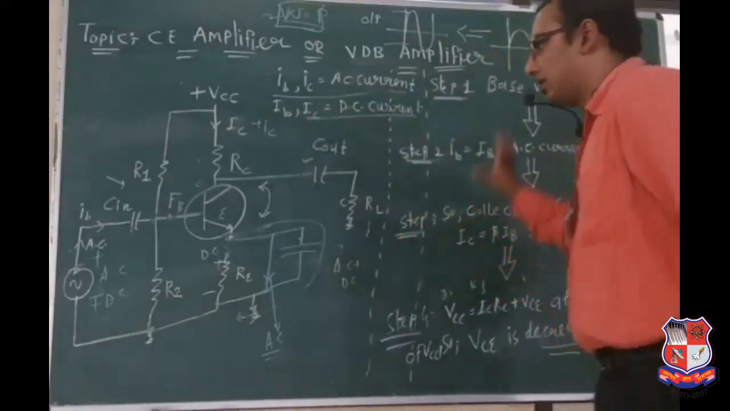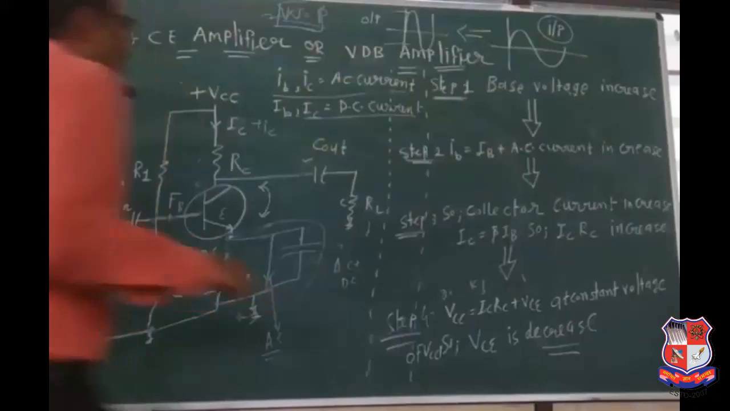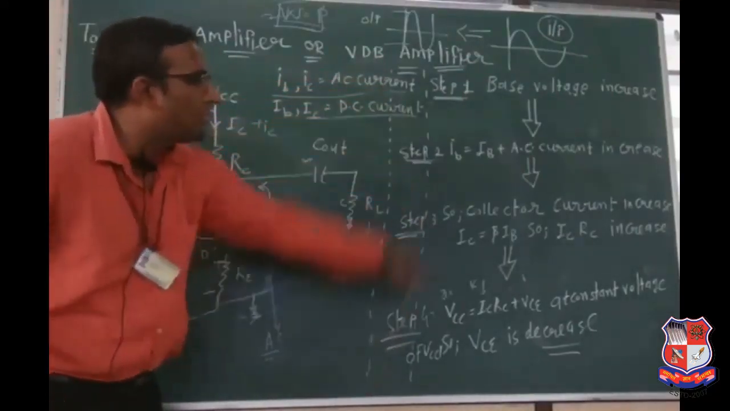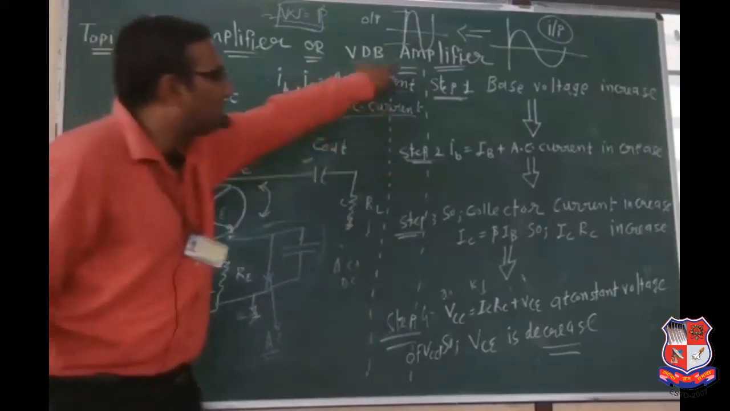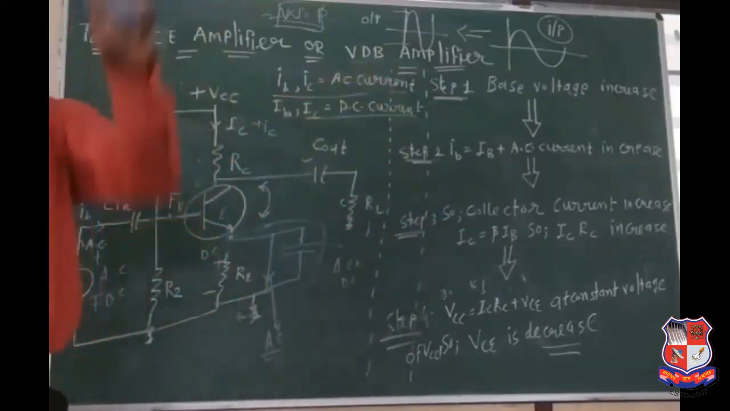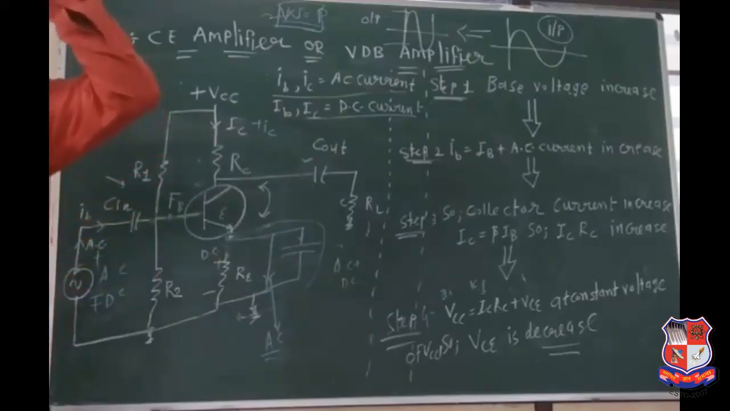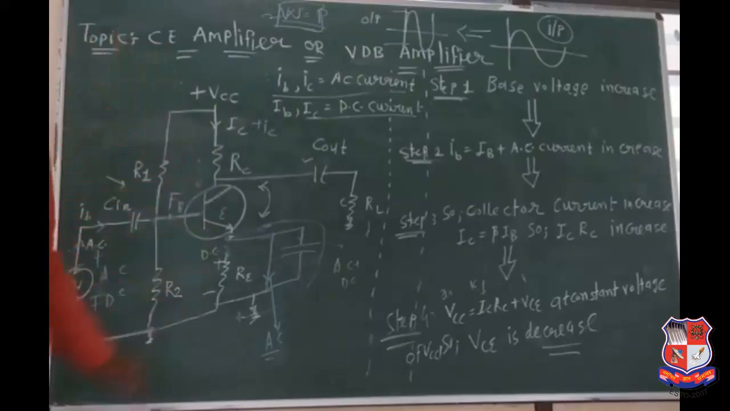So this is the explanation of the common emitter amplifier. You have to write this in the theory. Remember that point. Don't write anything else. Only write this fourth step and the waveform. Don't do anything else. This is the final answer of the common emitter amplifier. Most important question regarding the GTU examination.